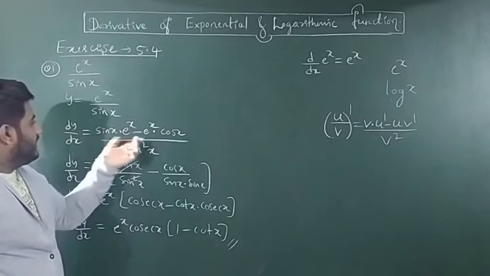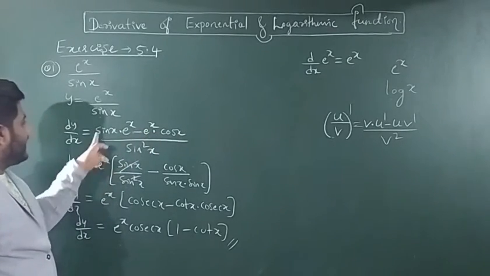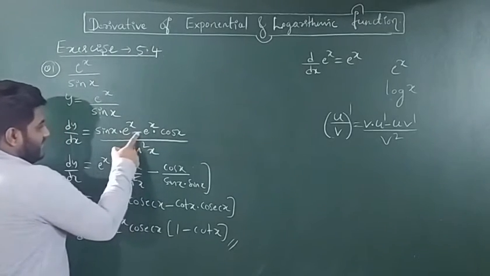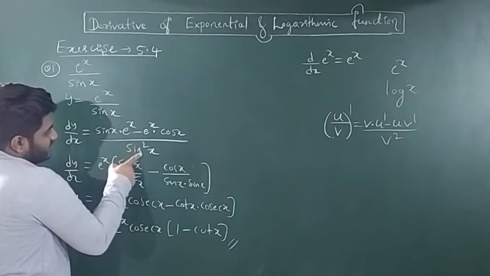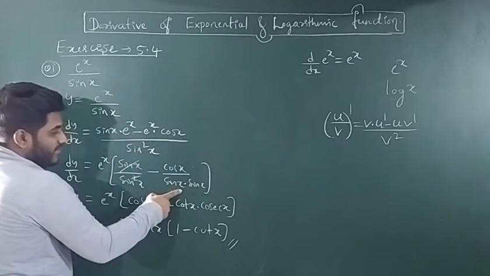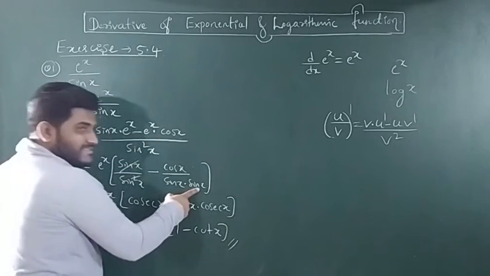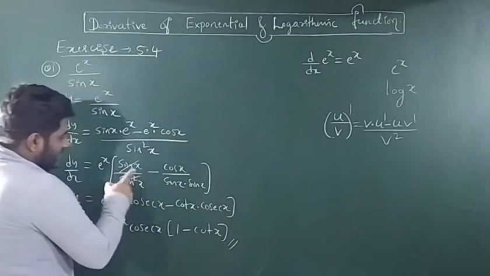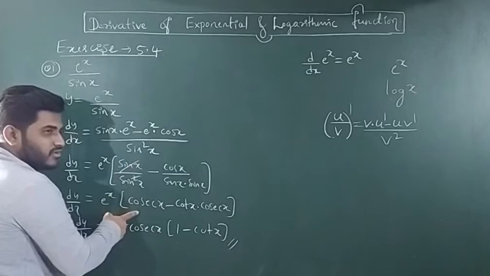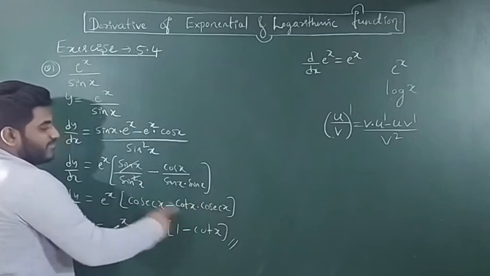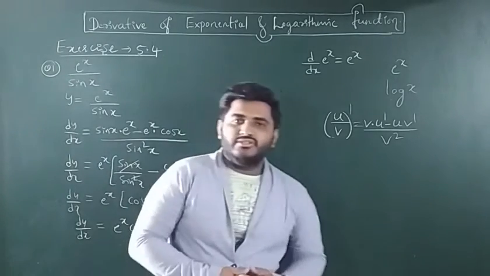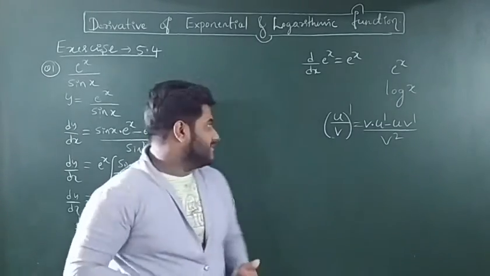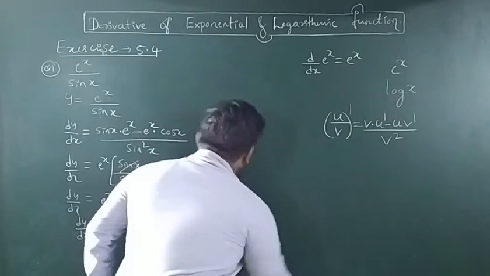By taking e raised to x common, we are left with sin x minus cos x divided by sin square x. I have split the minus sign: sin x by sin square x minus cos x by sin square x. I have written sin square x as sin x and sin x, because cos by sin is cot, 1 by sin is cosec. So here sin gets cancelled, 1 by sin is cosec. The common term is cosec, and 1 minus cot is left here. So this is regarding the derivative of the first example of this exercise. Now we will switch to the second example.